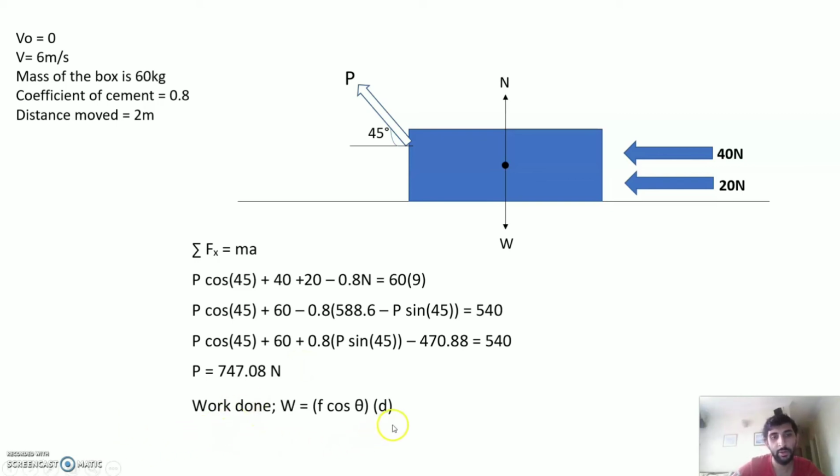Now we need to find the work done. To find the work done, W is going to be equal to F cosine theta times d. F is going to be the P we just found, so we substitute F with the P that we just found, and then for the cosine, we're going to use the 45, which is the degree above, times the distance, which is the 2 meters that we've been given. And the final answer is going to be W equals 1056.5 J.